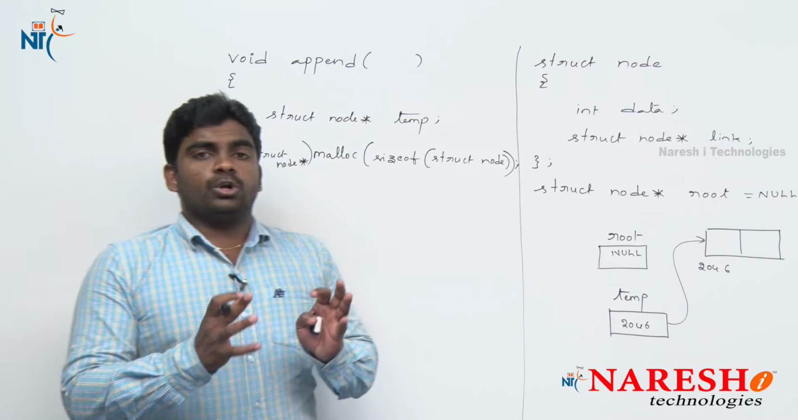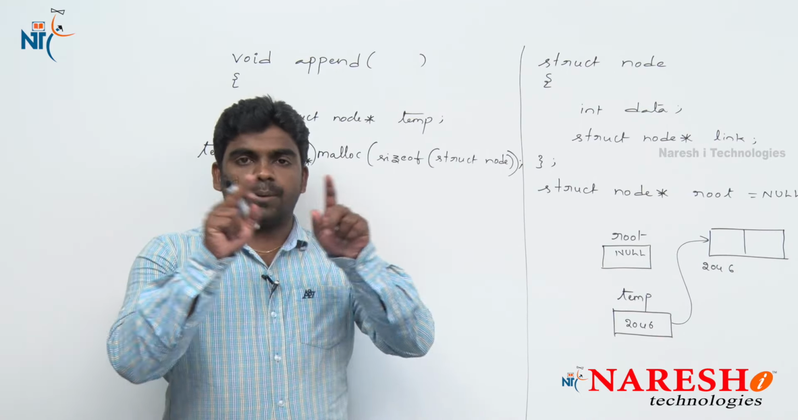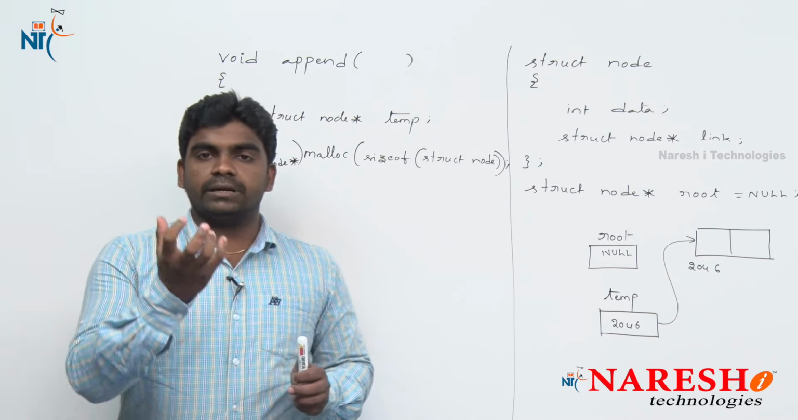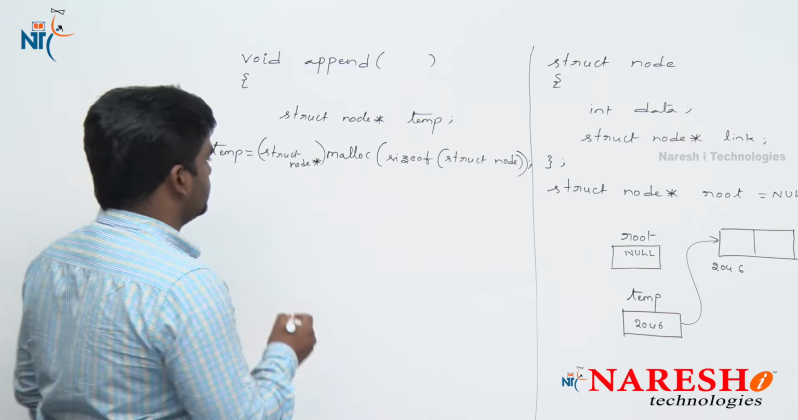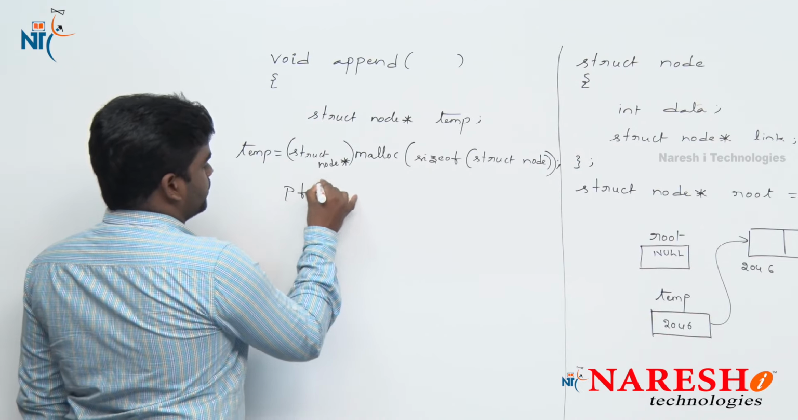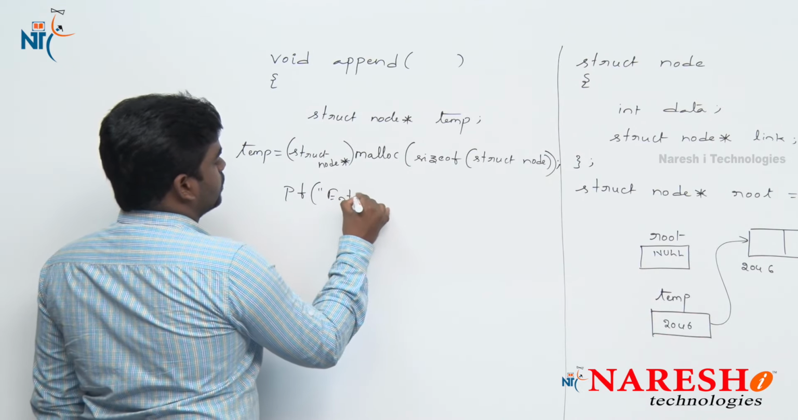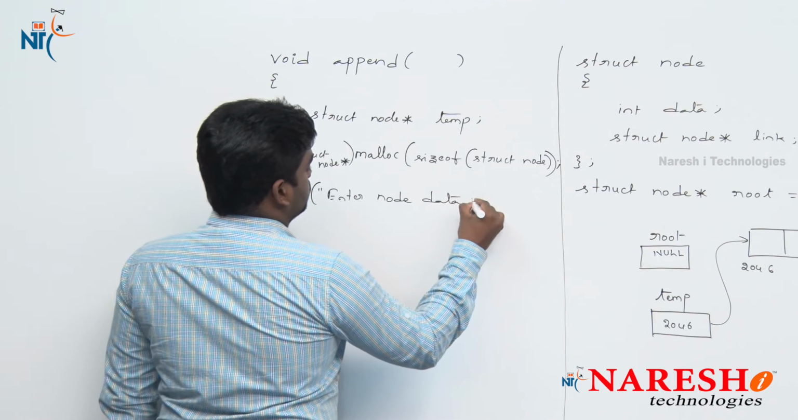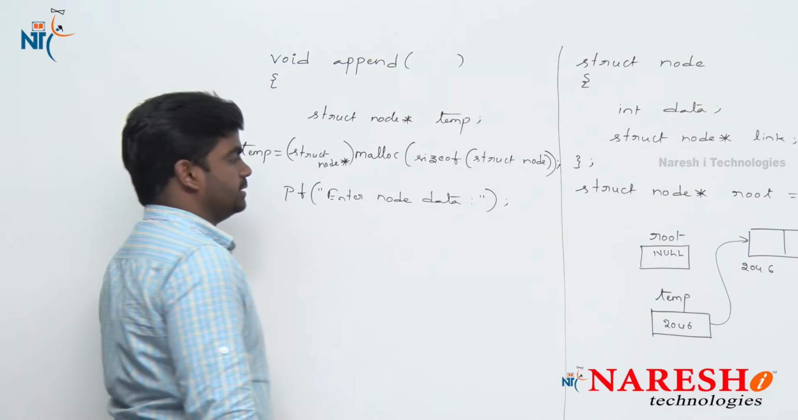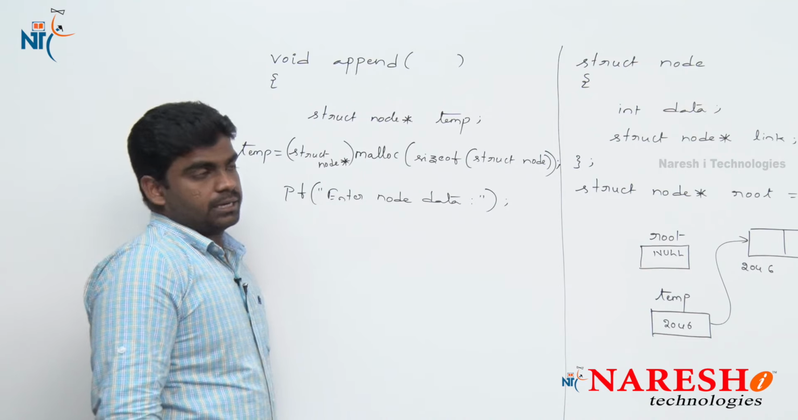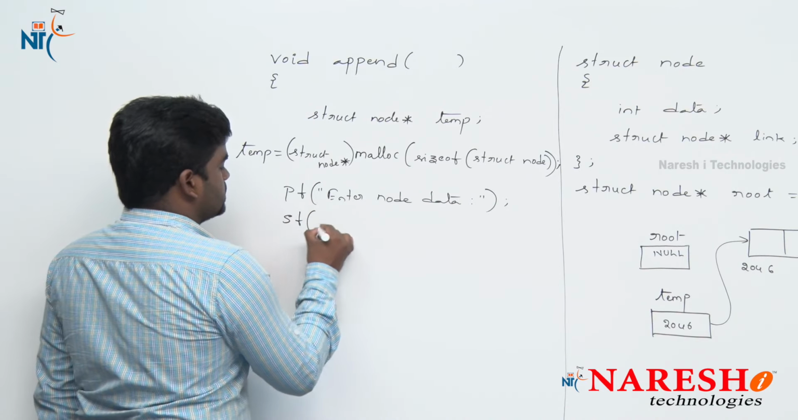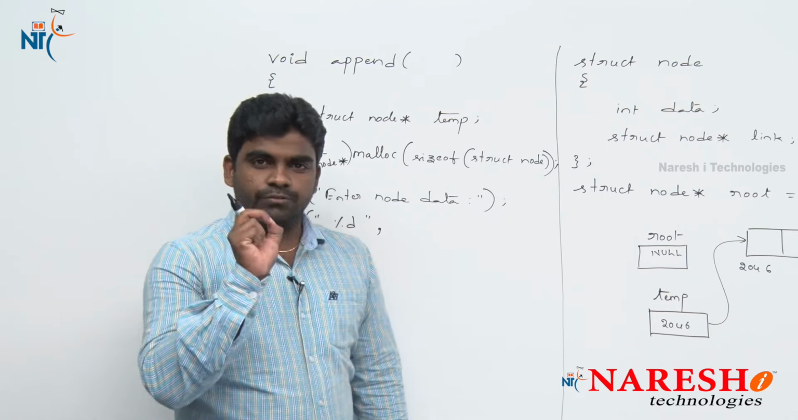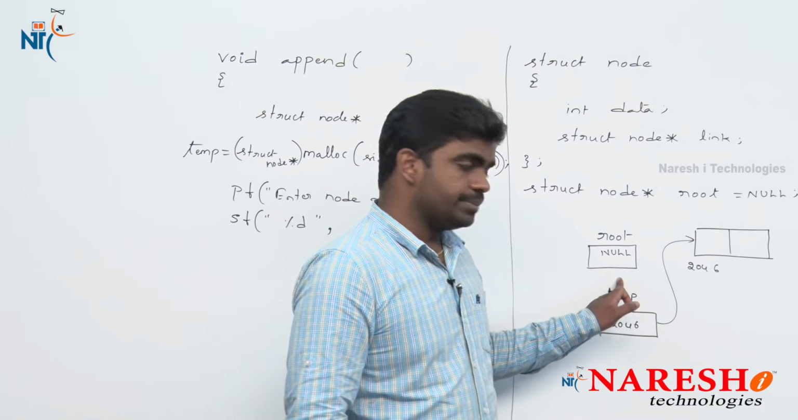So as of now the node and its memory allocation are ready. Next, we have to read the information. How to read? We are using printf: "Enter node data." What data you want to store inside the node, that we are collecting. Sir, how to scan? %d, because it is integer data.